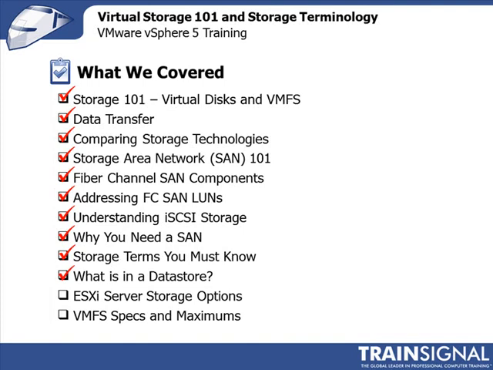We then moved on to talking about what is a data store. Why do you need a data store? What goes into a data store? What are the different files that go into a data store? We talked about ESXi server storage options and the fact that you can do local, you can do SAN, iSCSI, Fiber Channel, NAS. You can also do the vSphere storage appliance with vSphere 5 now. Finally, we talked about VMFS specifications and maximums and the fact that it's best practice to have a single VMFS on the LUN. 64 terabyte is the maximum VMFS volume size, etc.